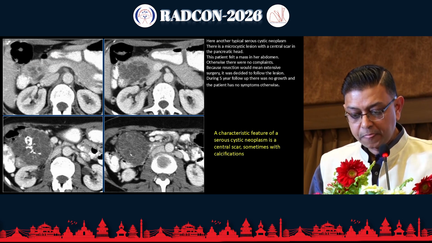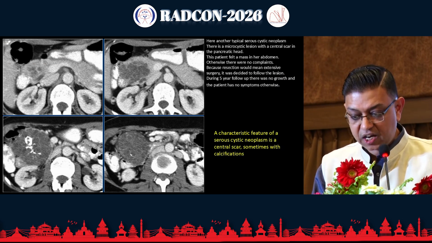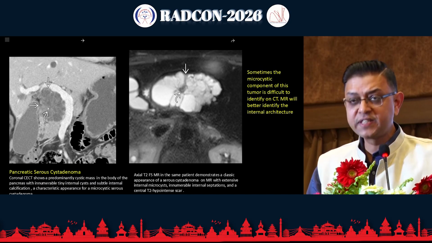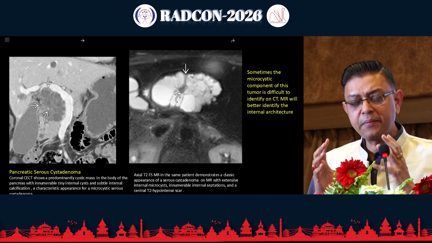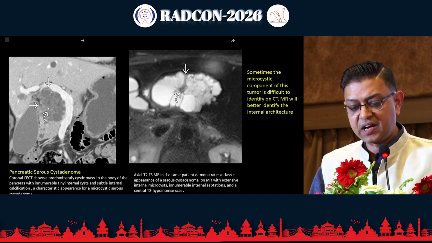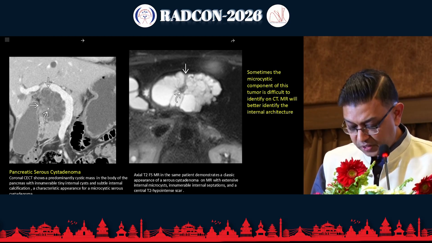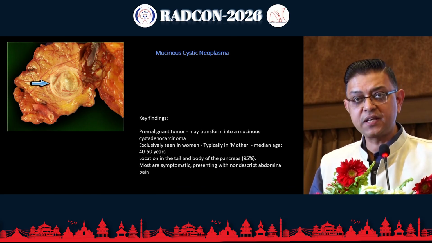Few more examples of serous cystic neoplasm, central scar, all of them. More examples, all of them again honeycombing, central scar, central calcifications. So we are done with the serous cystic neoplasm.